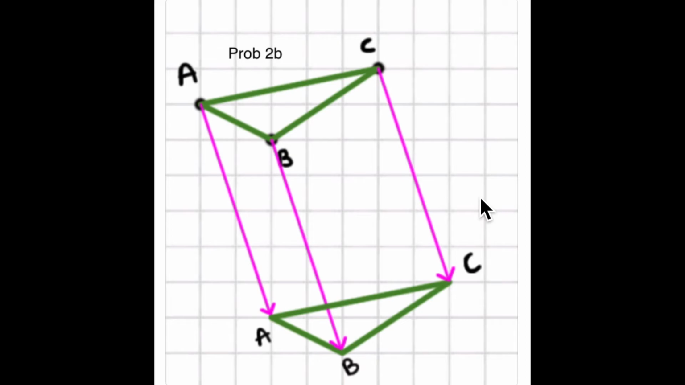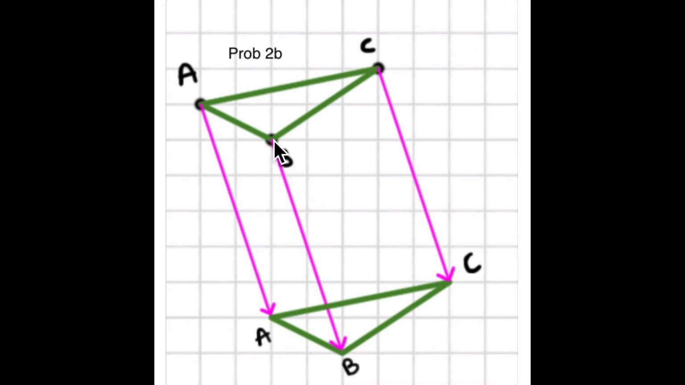For the translation in part 2b, a translation means to move this figure to its corresponding image and move every point in the same direction and the same distance. So those are the 2 key points, the same direction and the same distance. If you look at A, it moves from A here to its corresponding point in its image. If you count in this case, I'm going to count over 2, 1, 2 along the horizontal axis and down 6, 1, 2, 3, 4, 5, 6, and I end up with the corresponding point of A.